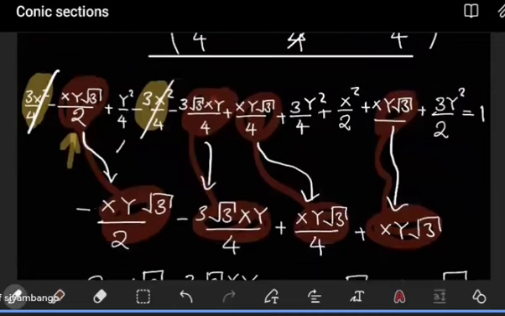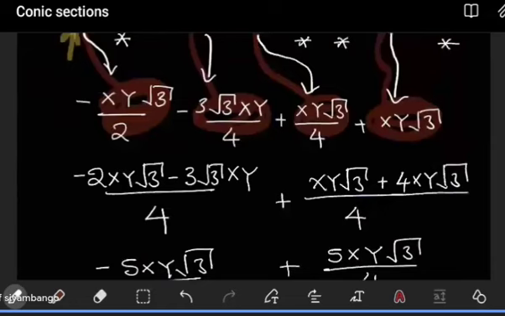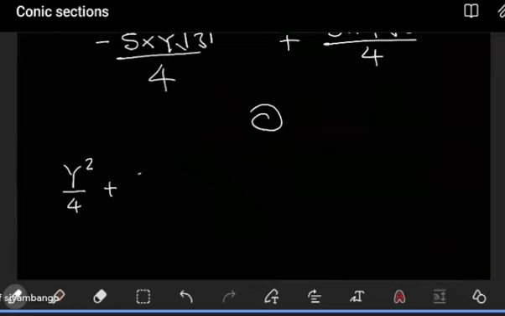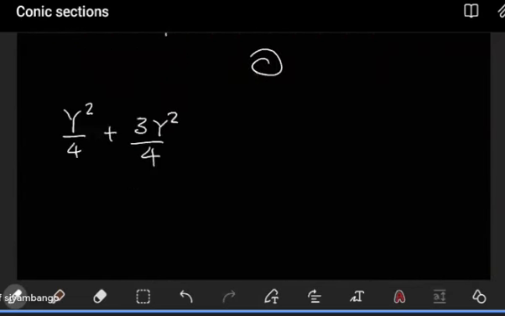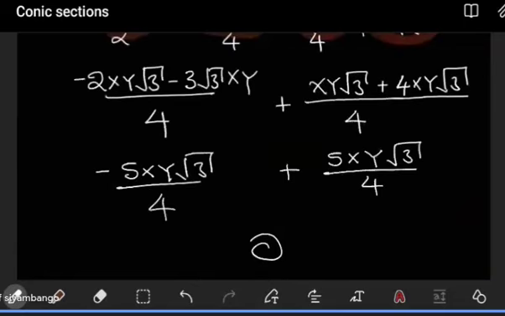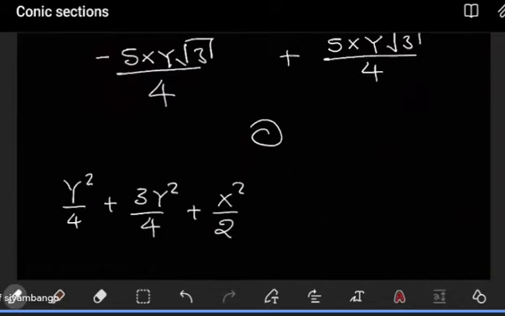The only terms that remain are this one here, and then what else? This one here, this one here, and this one here. Right hand side is 1. So I have y squared over 4, and then we have 3y squared over 4. Those are going to add up. And then we have x squared over 2. Don't forget the sign, everything is plus. And then you have 3y squared over 2 is equal to 1.